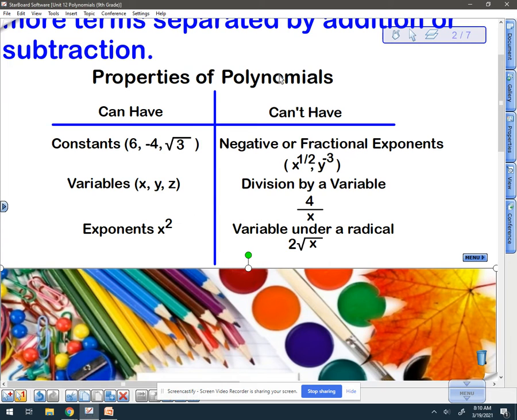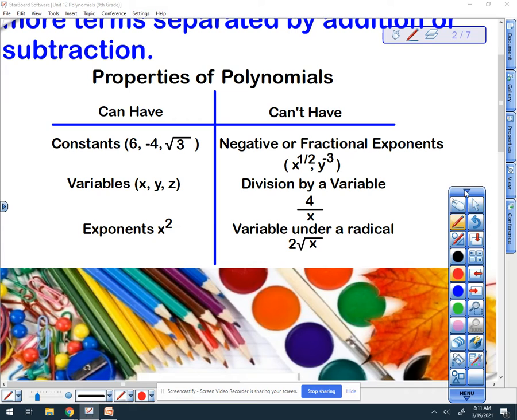So what can polynomials have? They can have constants. So they can have 6, they can have -4, they can have square root of 3, they can have whole numbers, integers, they can have variables, x, y, z. All variables are fine. All exponents are fine. Those are all polynomials. What they can't have are fractions for exponents, and they can't have negative exponents.